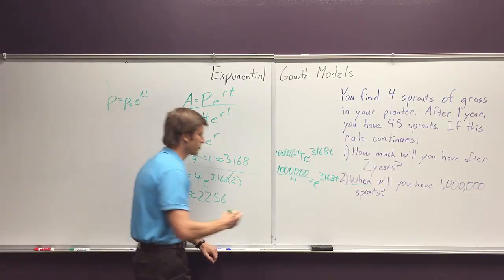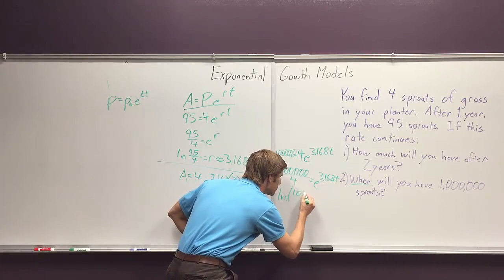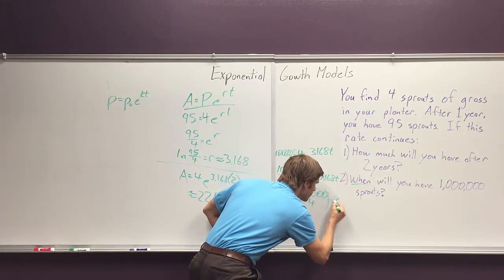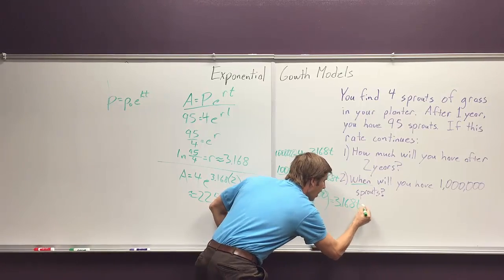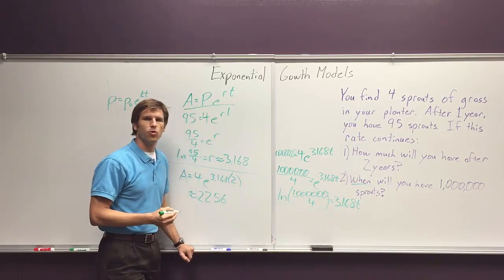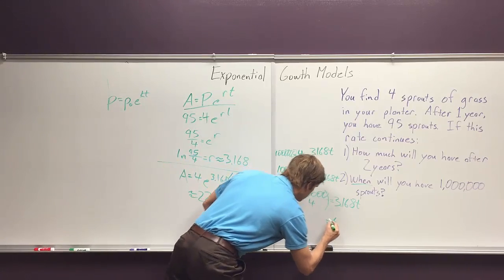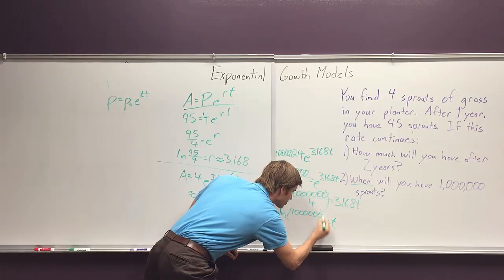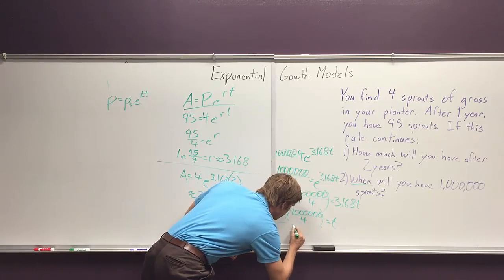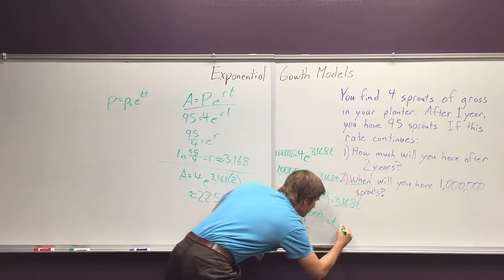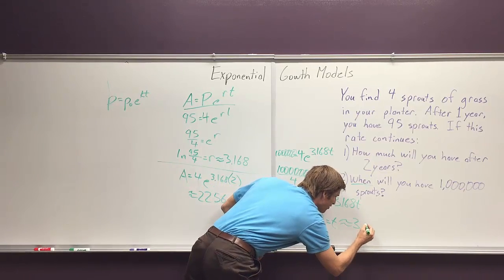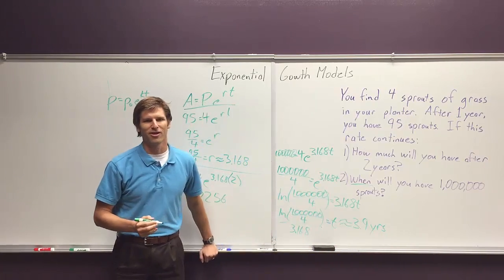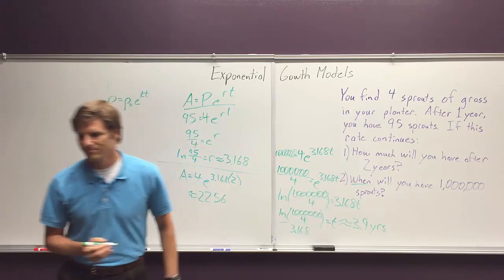Now I'm going to take the natural log of both sides. I'm going to divide by this 3.168. Here's where, if your calculator remembers more digits, it's great to use them all. And that predicts you'll be up to 1,000,000 in about 3.9 years. Wow, that's quick growth. And that's an exponential growth model.